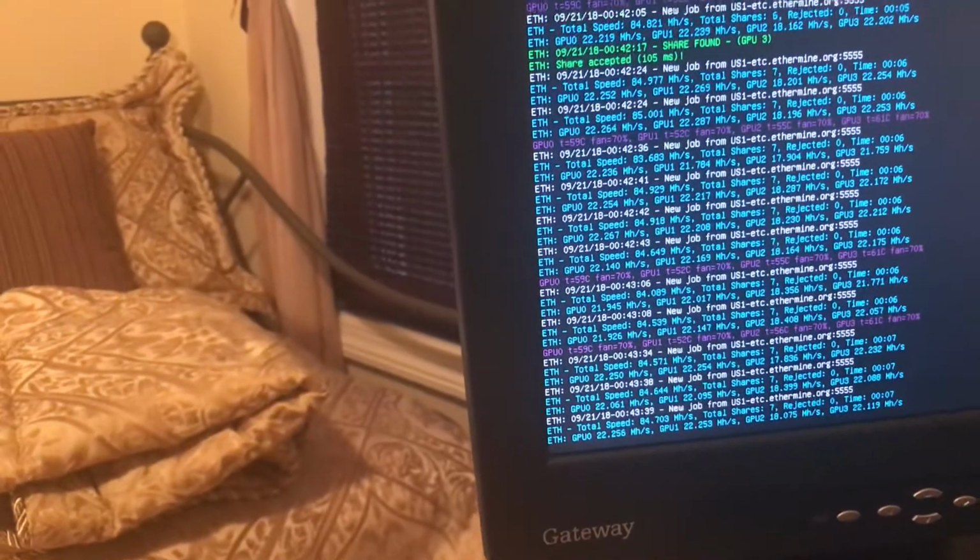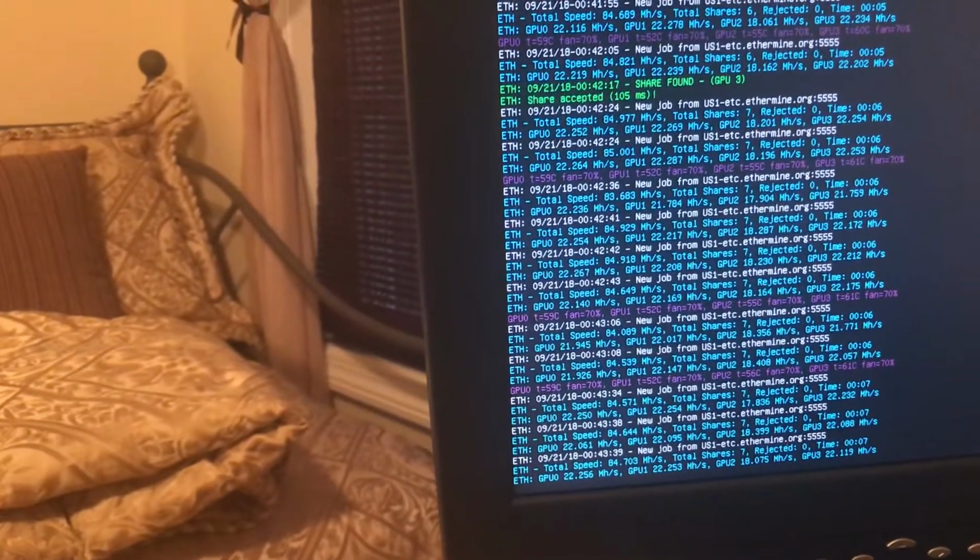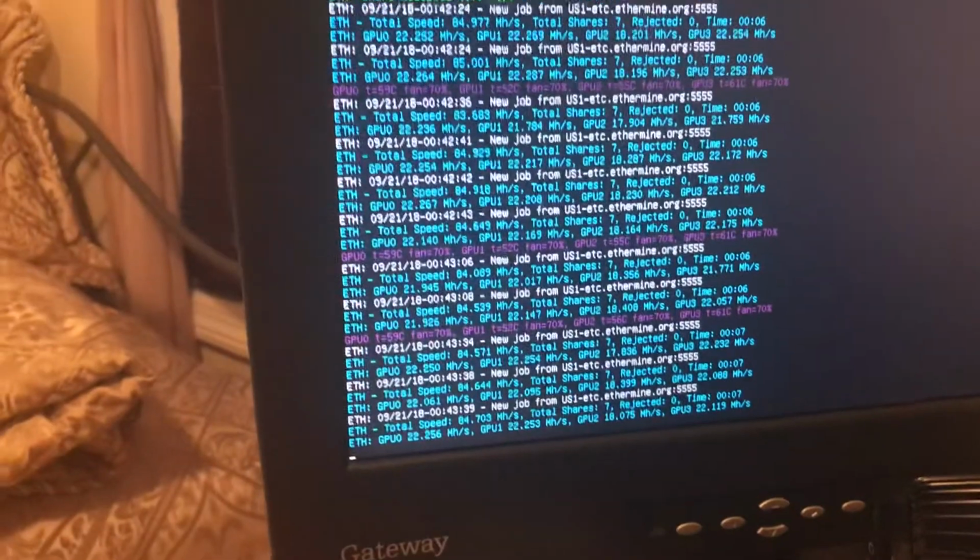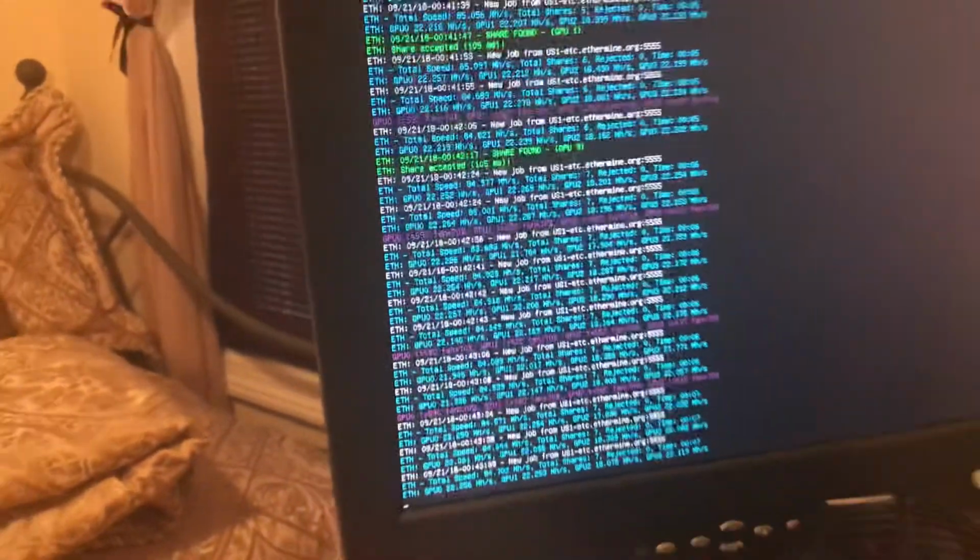And I have a 550 power supply, and I'm getting about 84.56 or 7 mega hashes. There, as you can see, I'm currently mining Ethereum Classic.